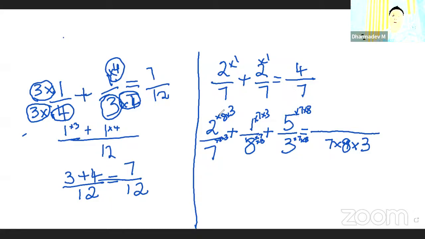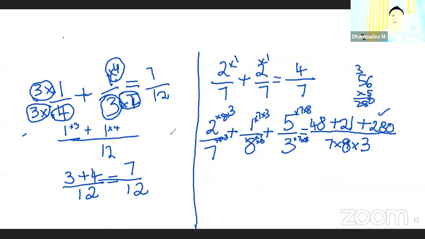Okay, so now 8 times 3, 24, 24 into 2, 48. So this is 48, plus 7 threes are 21 times 1, again 21, plus 56 times 5. 56 times 5 will be 280. 7 into 8, 56 times 5, 6, 5, 30, 25, 80, yes, 280.